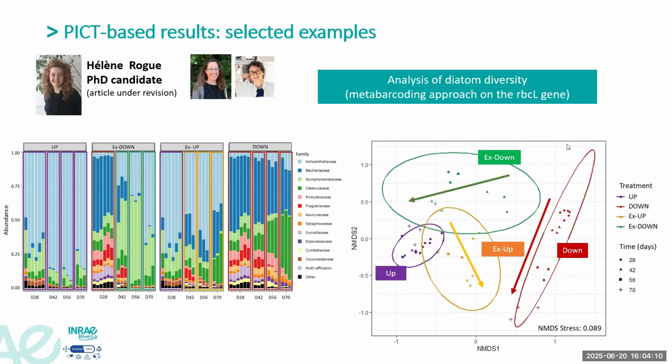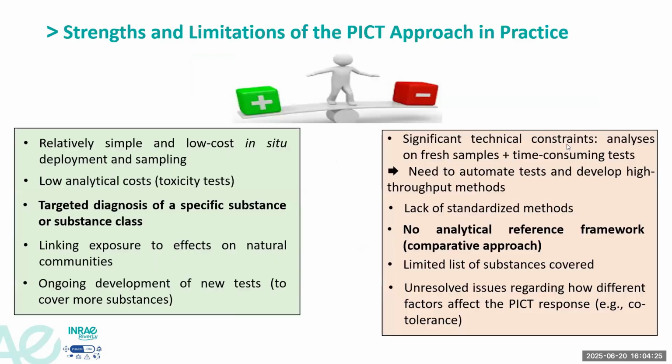Downstream, you can observe a marked temporal evolution, and you can see that at the end of the survey, X downstream were close to upstream communities, and X upstream were close to the downstream communities. So you can see an evolution of the communities according to the contamination.